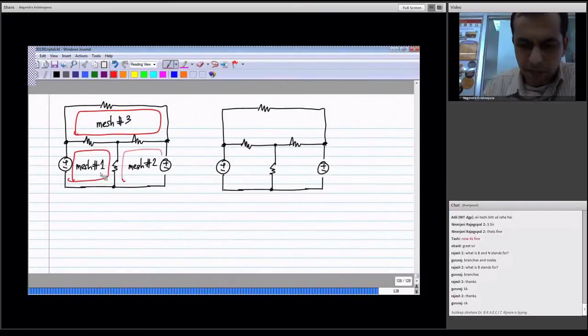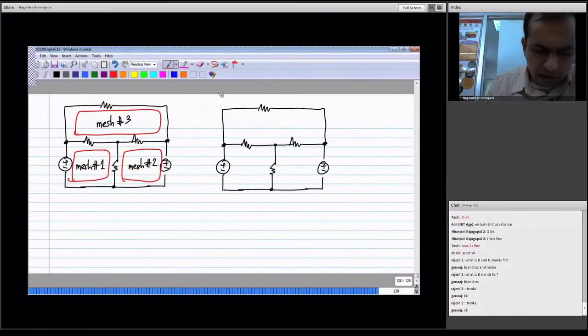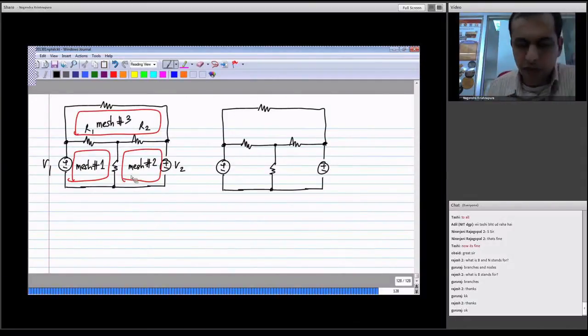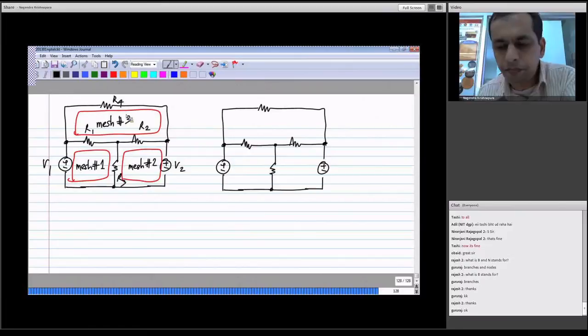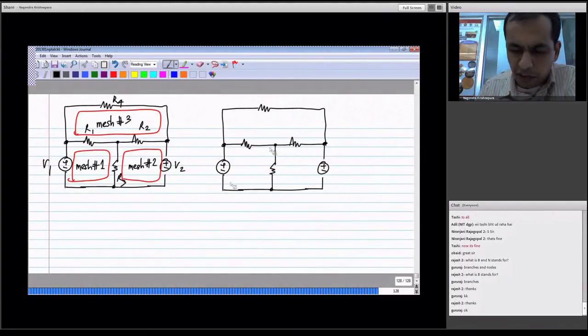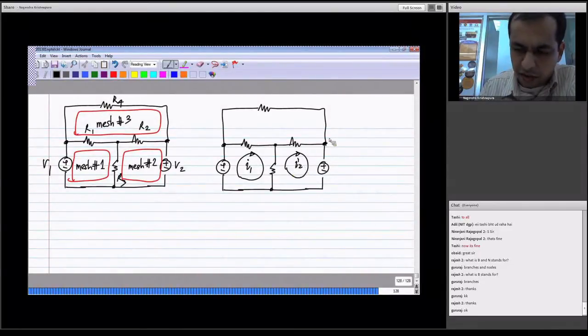Okay. Now let me call it V1, V2, R1, R2, R3, R4. Okay. Now in each mesh, we identify a mesh current. Okay, let me call this I1 for mesh number 1 and I2 for mesh number 2 and I3 for mesh number 3.